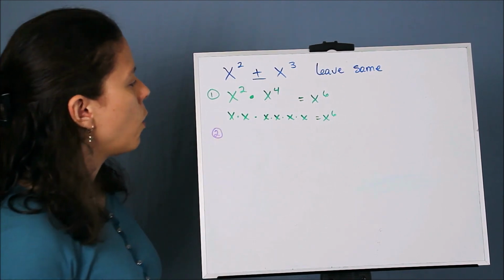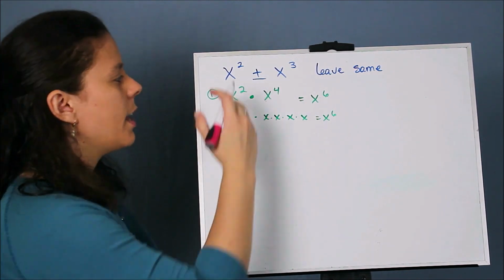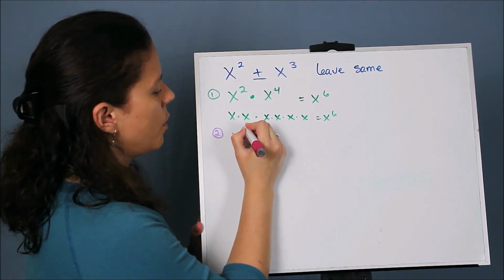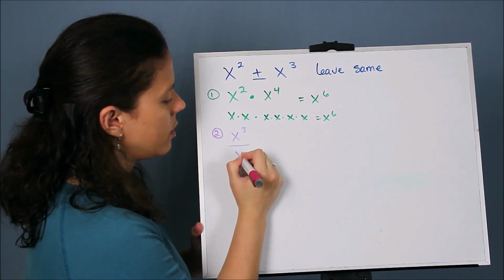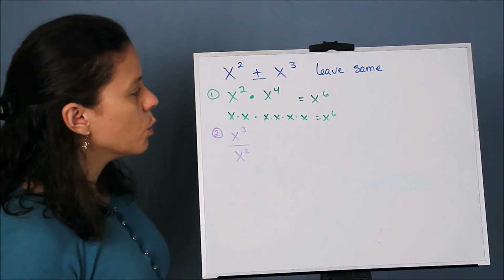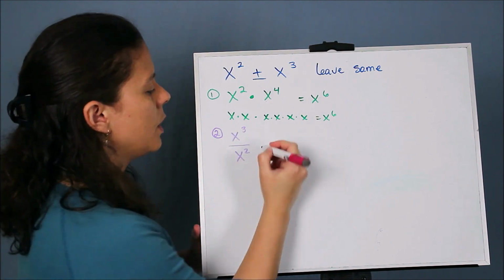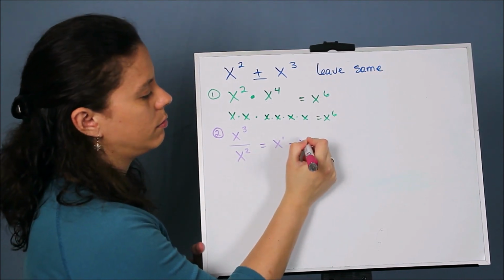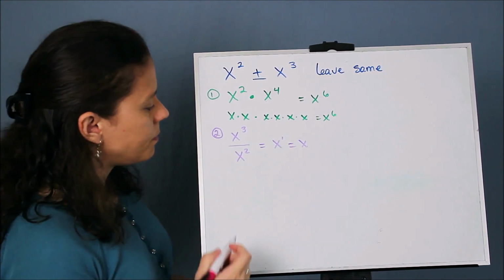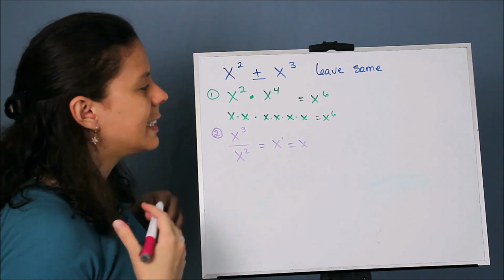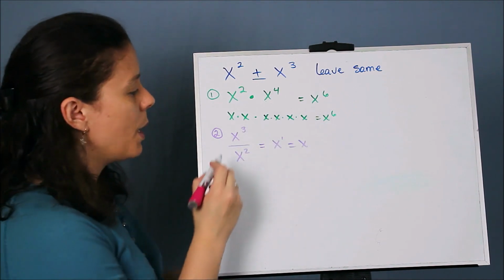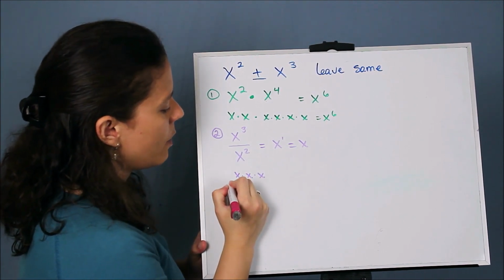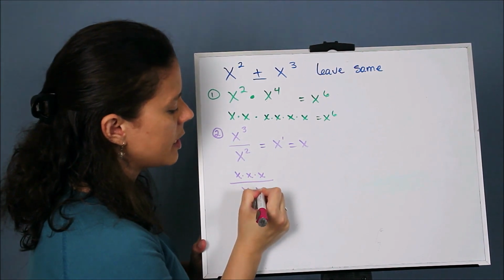So what about when we are dividing the bases? Let's suppose that I have x to the third power divided by x to the second power. Well, the rule says that you have to subtract them. So this is going to be x to the first power, which is just x. Where does that come from? The exact same place, because x to the third power is just x times x times x, and we're dividing it by x times x.